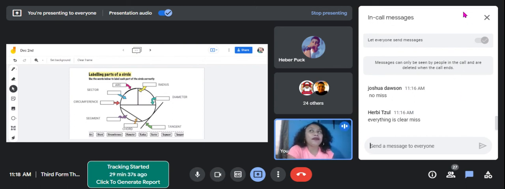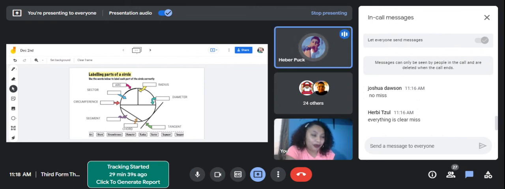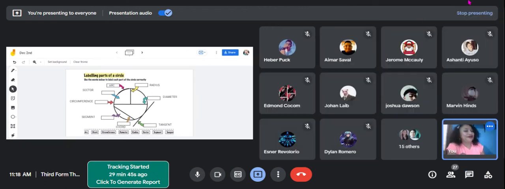So I don't just want a picture of your working. Like a brochure, Miss? Yes, a brochure. Is that clear? Clear, clear, clear, guys.